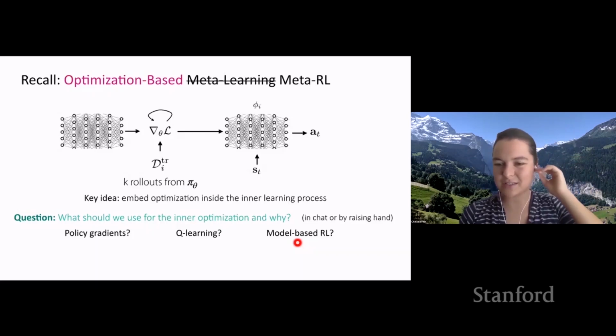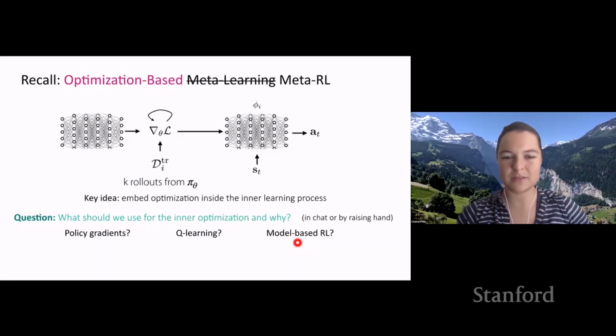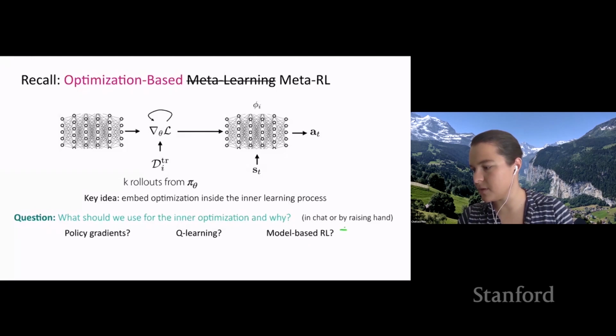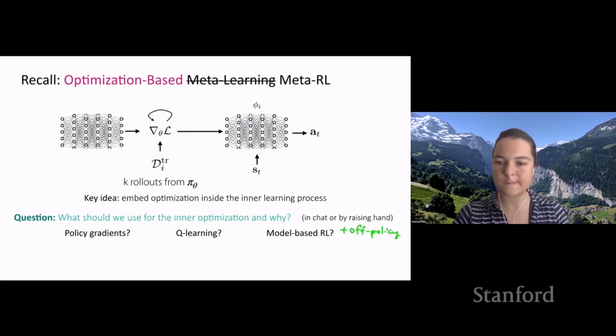Someone is suggesting maybe model-based. Do you have thoughts on why model-based might be a good idea? Because model-based can allow you to have off-policy learning, and like we discussed before, off-policy can be efficient because it helps you to store the experience. Yeah, so one benefit of a model-based RL approach is that it allows you to use off-policy data, which allows you to be more data efficient.